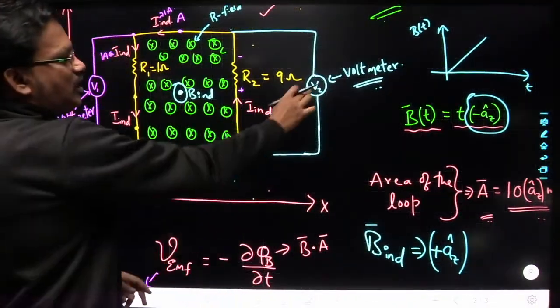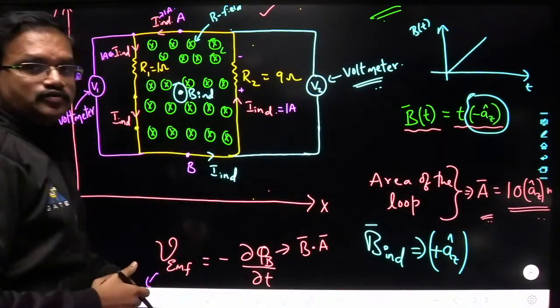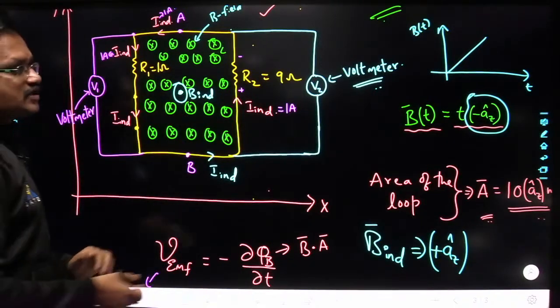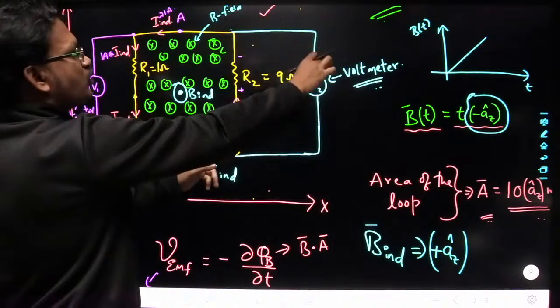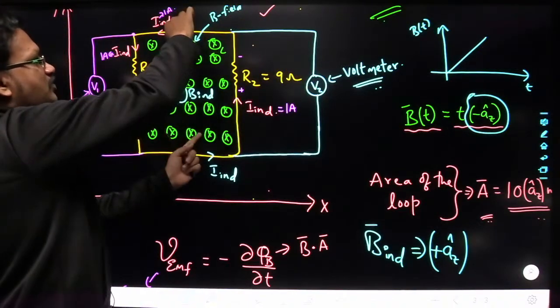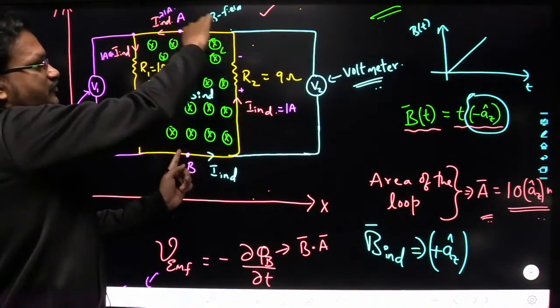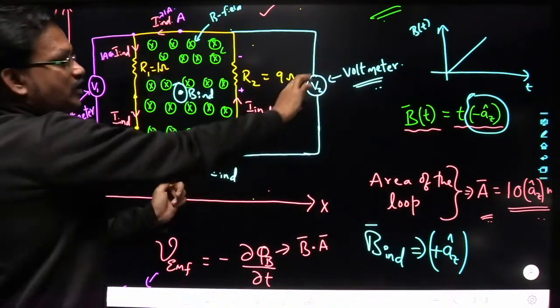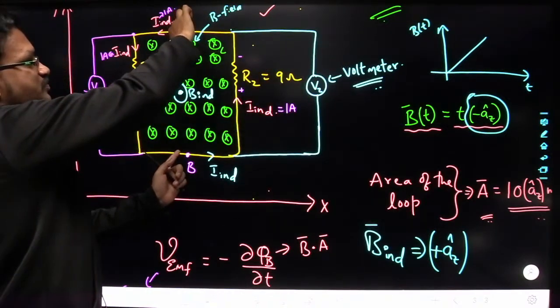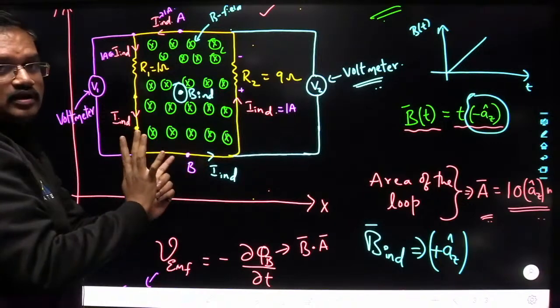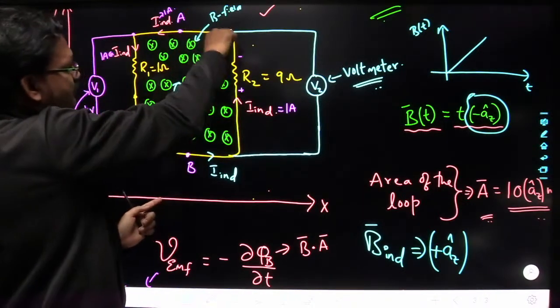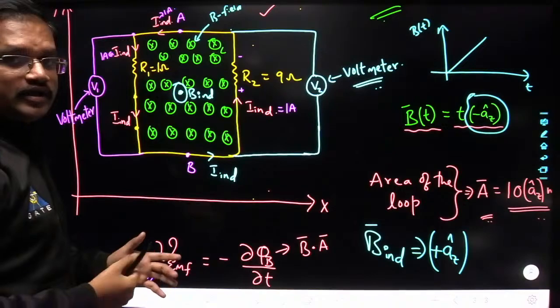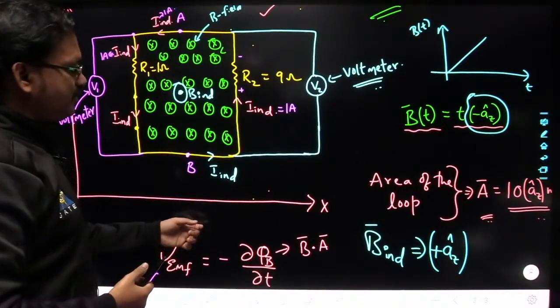Now tell me what is V2 here? V2 is going to measure the potential difference between A and B. Understood? So what is the potential difference between A and B? Tell me what you are going to get.